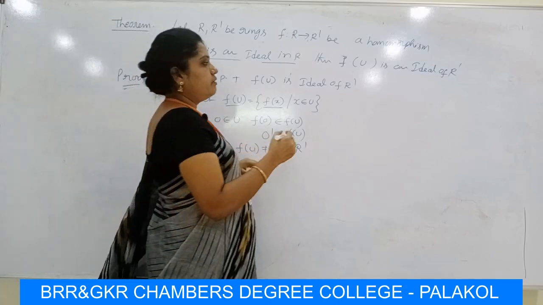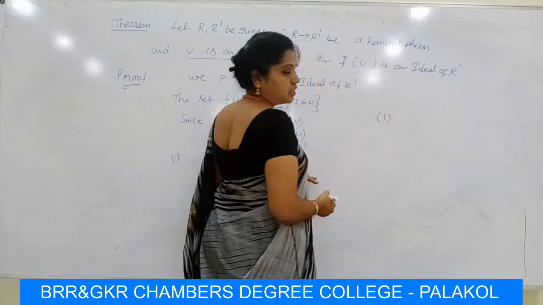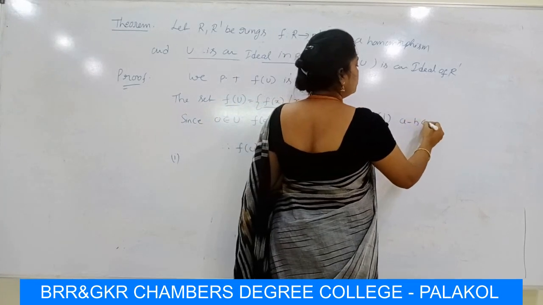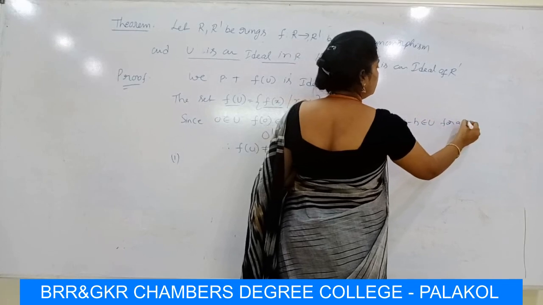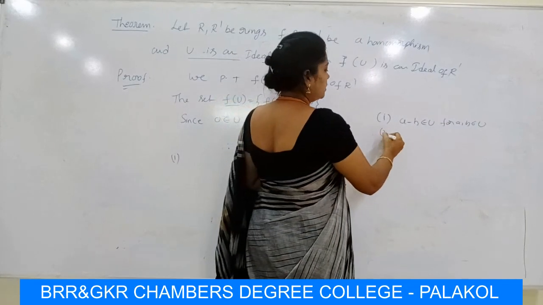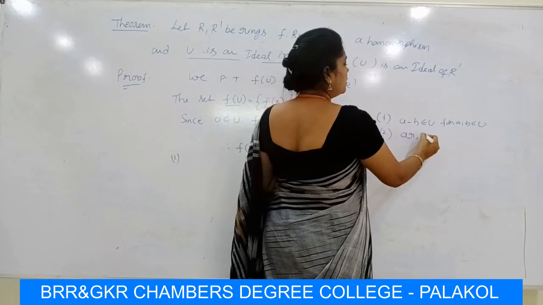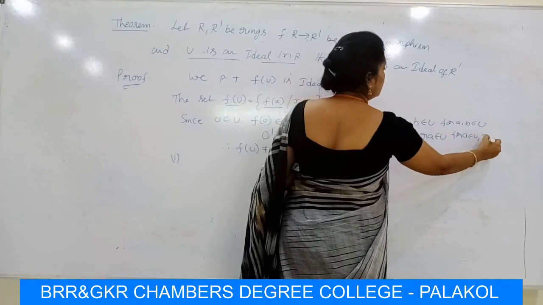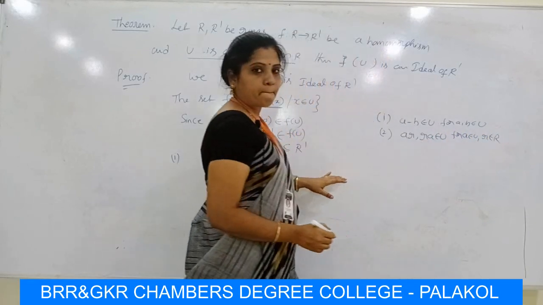So in the ideal definition, the first condition is that a minus b belongs to U for a, b belongs to U, and the second condition is that a r and r a belong to U for a belongs to U and small r belongs to capital R.